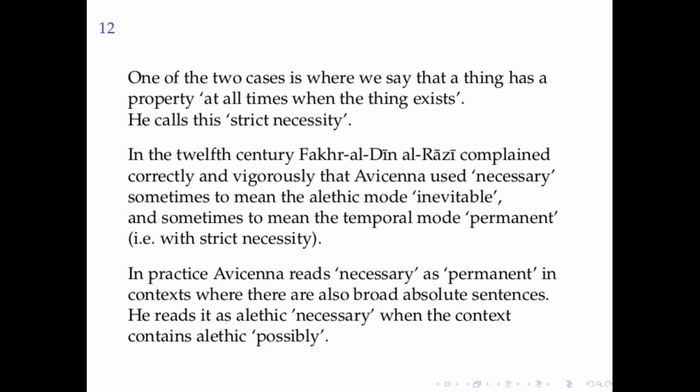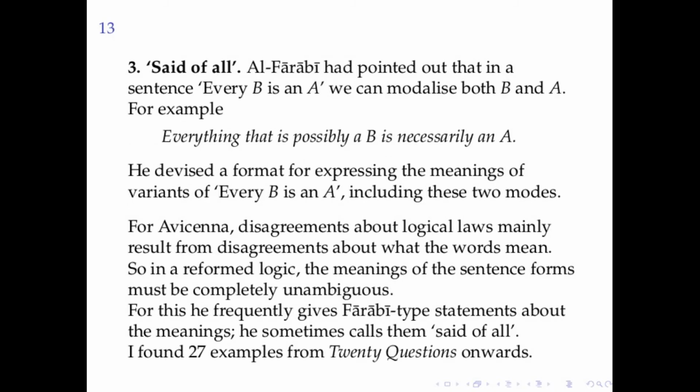So there doesn't have to be an ambiguity. The third innovation he reckoned he needed to make is this. When we say every B is an A, is there an implied modality on the B? Do we mean everything that's actually a B sometimes, or everything that's actually a B always, or do we mean something that could be a B, that's a possible B?